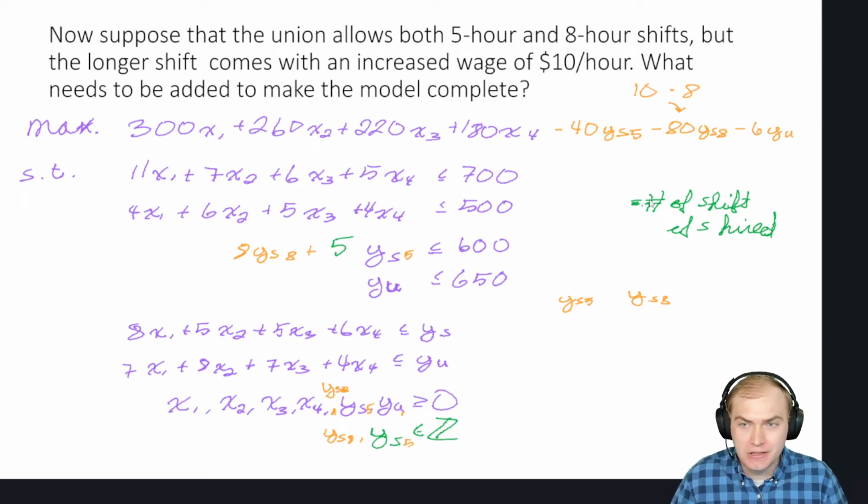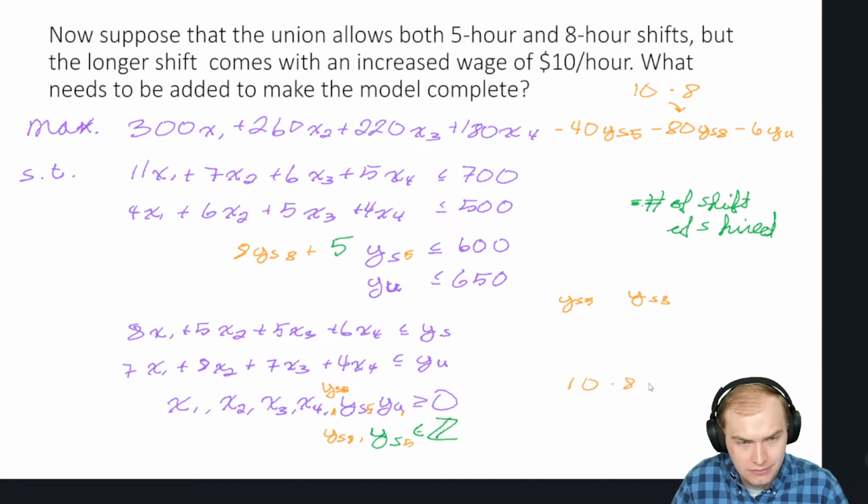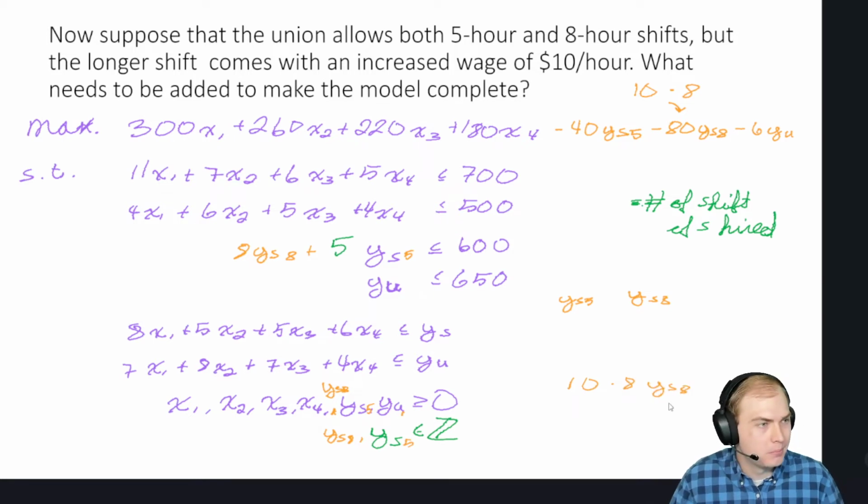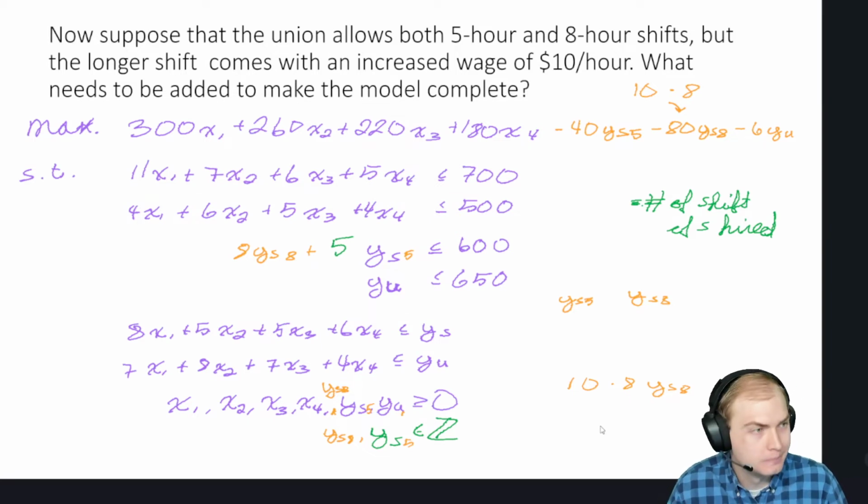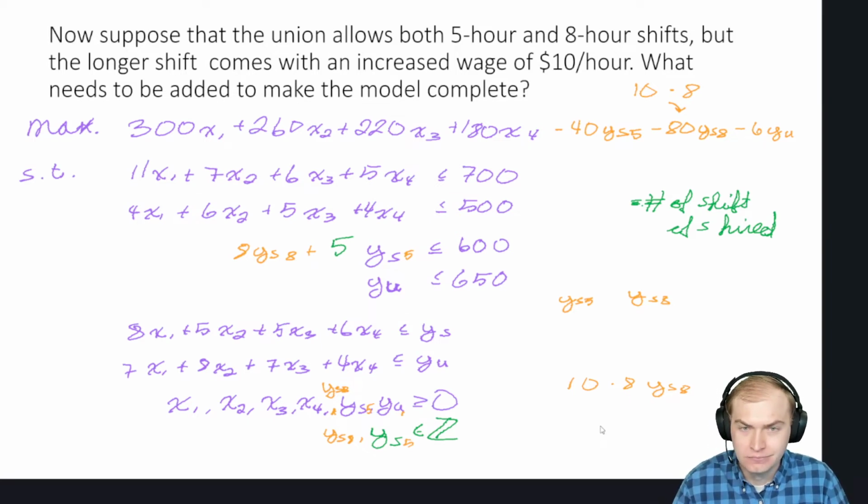You do not necessarily, so everything I've been writing has been a single coefficient. You could write 10 times 8 times ys8 if you wanted to. In fact, if you're presenting it to a company that you're contracting for, it may be more clear to write it like that, where we can say the hourly rate is contributing here and the shift length is contributing there. Some people might prefer that. Anything else?